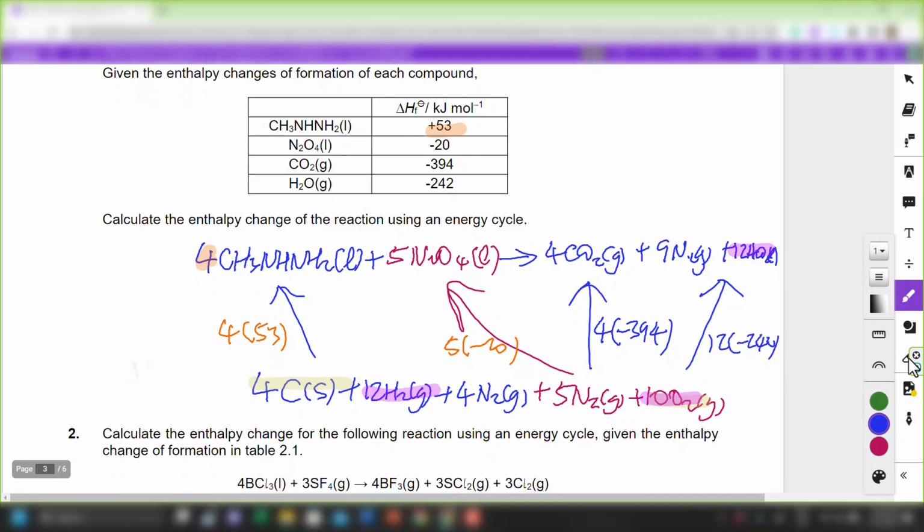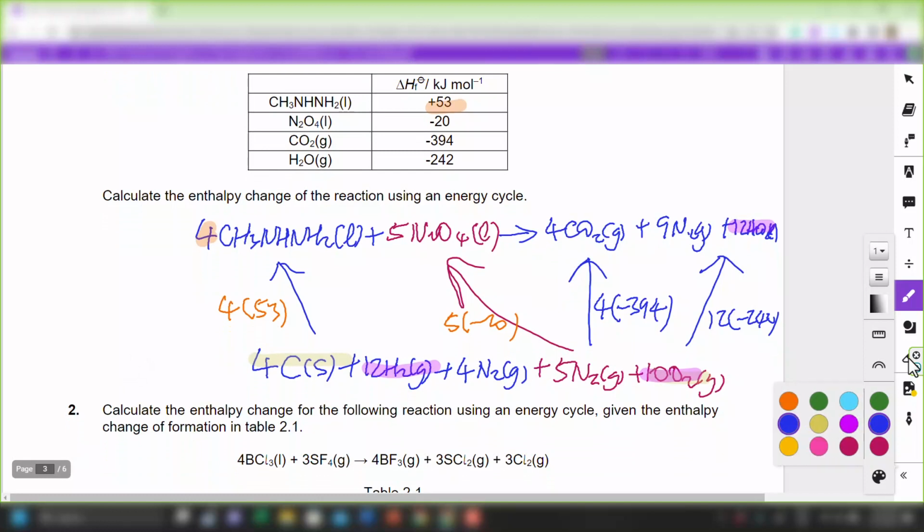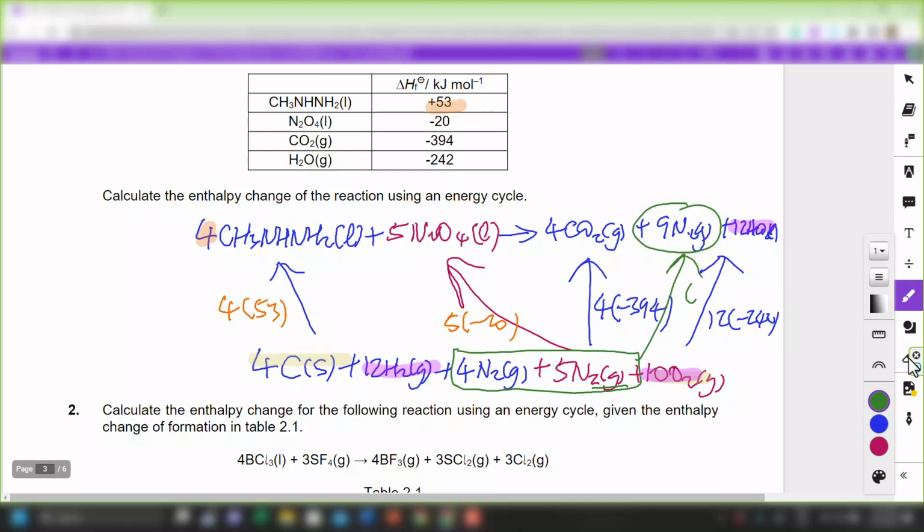You notice that there are 9 nitrogens in total, but I'm not going to do anything about them, because remember, from nitrogen to nitrogen is actually 0. If you want to, you can write in 0. If not, you can just ignore it. Then after that I'm just going to sum them up.